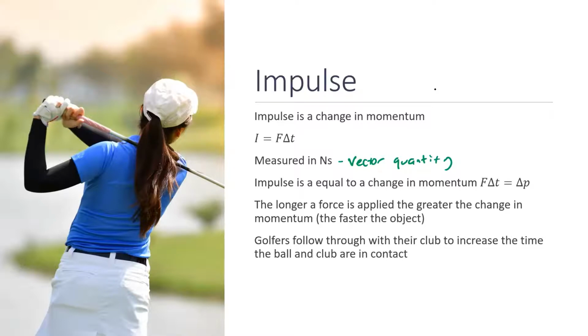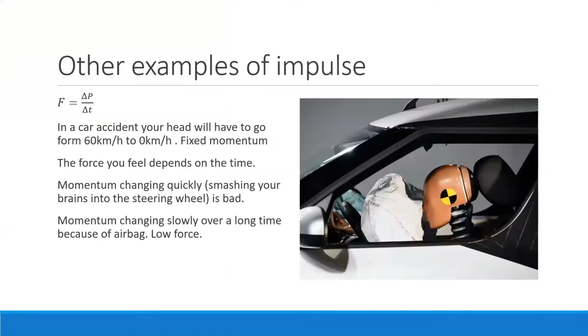It's a bad example. We're going to move on now to talking a little bit more about some other examples of impulse. So impulse equals force times time, and it equals change in momentum. So we're going to look at this formula. I'm going to change this formula slightly. We're going to look at this formula instead as force equals a change in momentum over a change in time. Now this is still the same formula. I've just moved the delta t to the bottom.